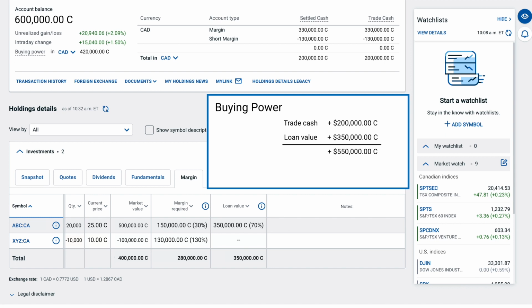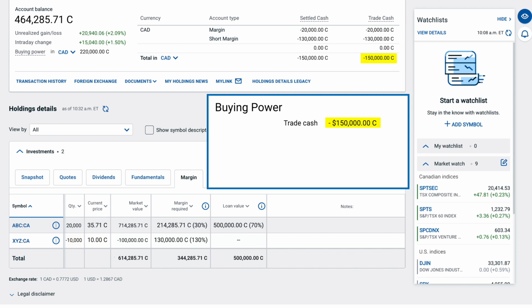So far, that gives us $550,000. But let's say you also have a short sale position on stock XYZ worth $100,000. It has a margin requirement of 130%, which equals $130,000. So we subtract this from the $550,000 to give us a buying power of $420,000. Let's look at another example with a negative cash balance.